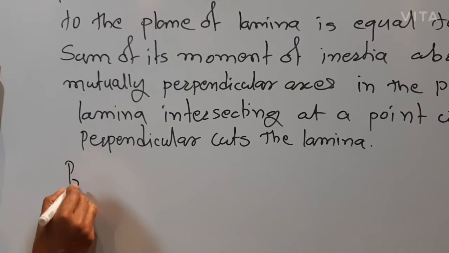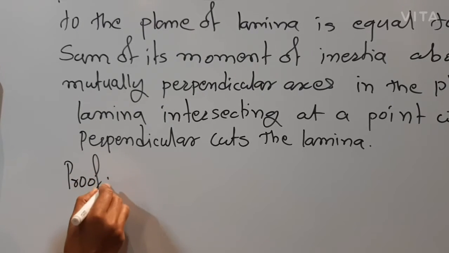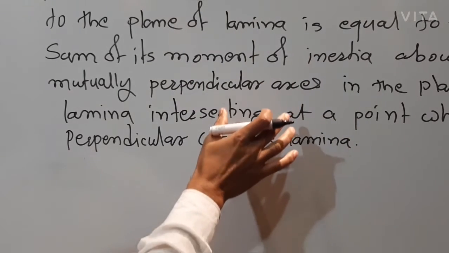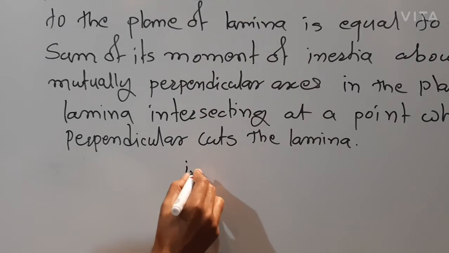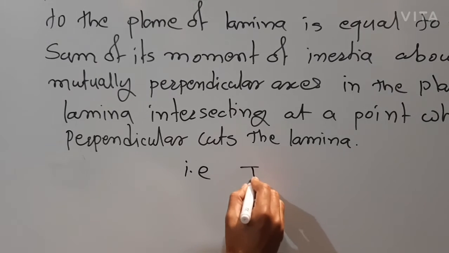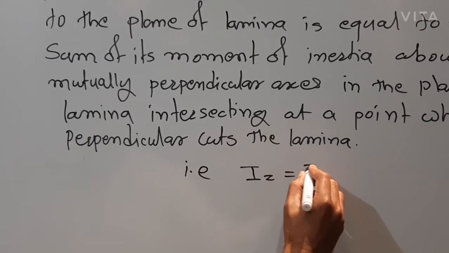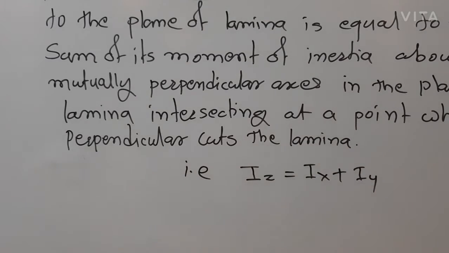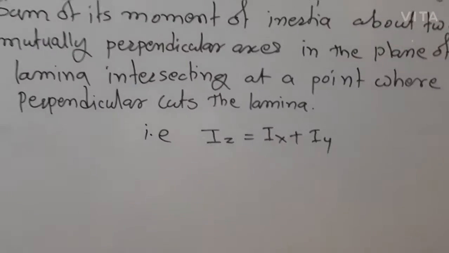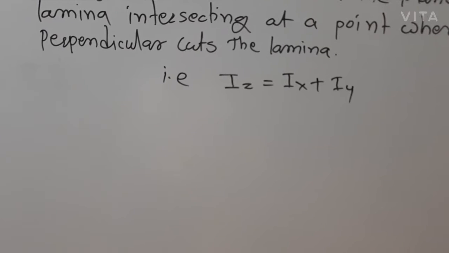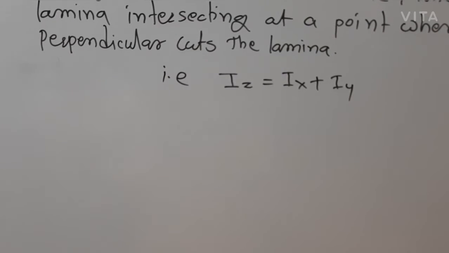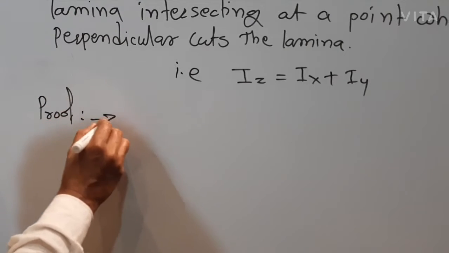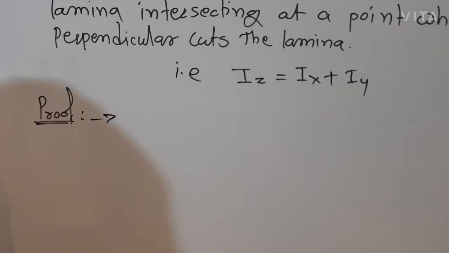Proof. This is a theoretical statement and its mathematical formula is Iz is equal to Ix plus Iy. Now we are going to prove this formula. Iz is equal to Ix plus Iy, and it is the proof of the principle of perpendicular axes.